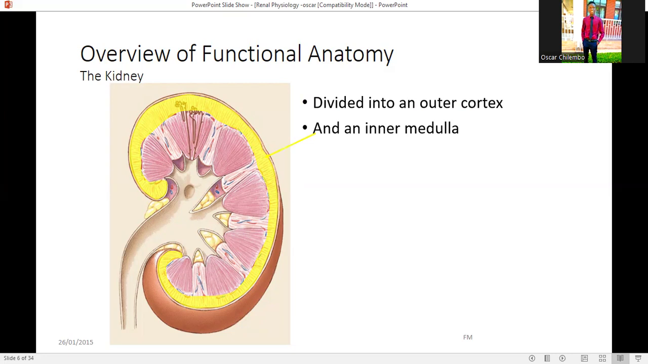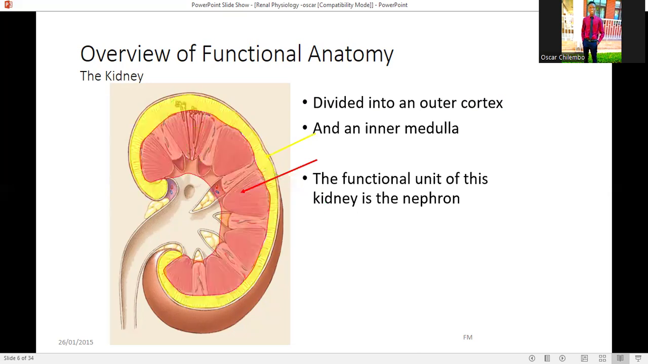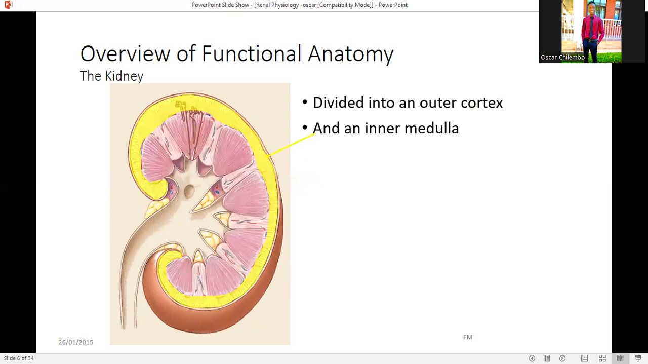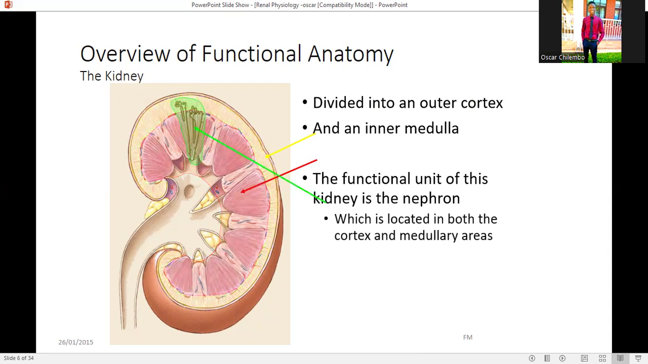So this nephron runs from the outer cortex. Let me show you the nephron. This nephron in green runs from the outer cortex, the one in yellow. Okay, the one in yellow is the outer cortex. Then what is the inner medulla? It's the one in red. Now, when you look at this component, this green nephron is running from the outer cortex and going into the inner medulla.